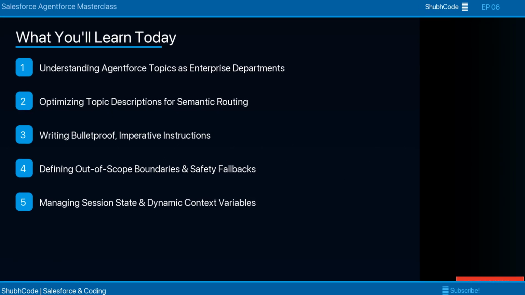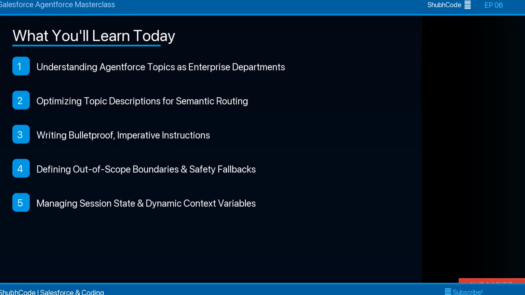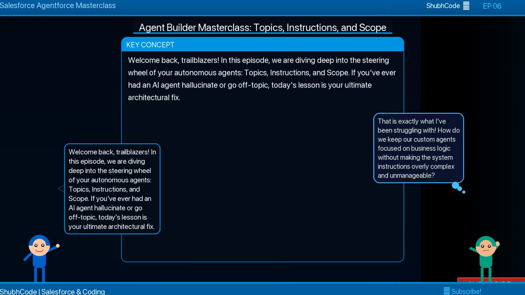Here's what we're covering today. Understanding Agentforce topics as enterprise departments, then optimizing topic descriptions for semantic routing, then writing bulletproof, imperative instructions, then defining out-of-scope boundaries and safety fallbacks, then managing session state and dynamic context variables. Stay for the last one, it's the piece most tutorials miss. Let me explain this simply.